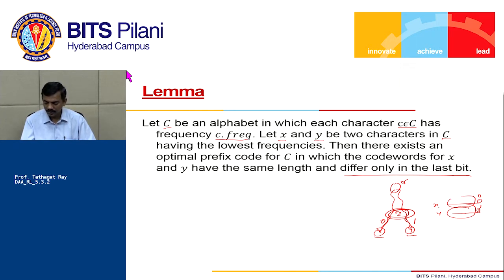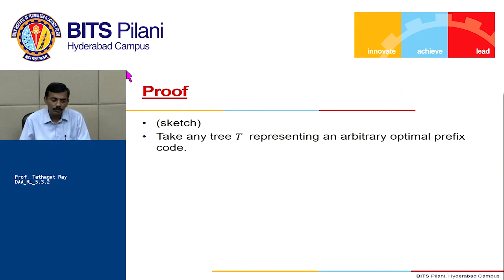You will get this encoding of X where the depth of X is the same as the depth of Y, and they will differ in their last bit. Okay, fine. So the statement is saying there exists some optimal prefix code for C. So let's see how we prove that.